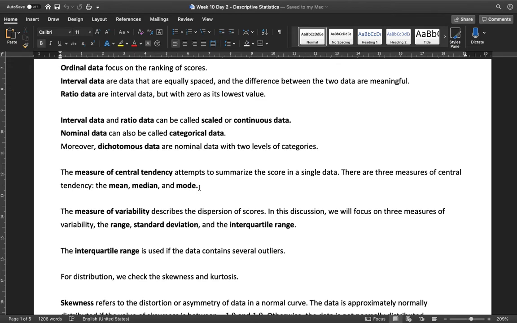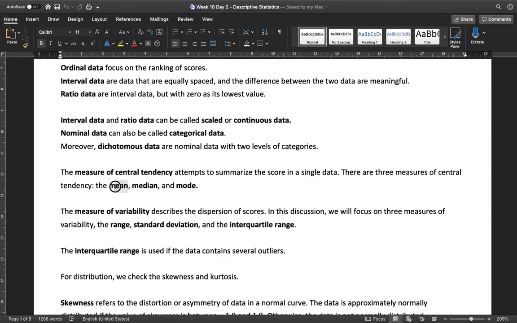Pag sinabi nating measure of central tendency in a particular data, a given set of data, you try to summarize yung data na yun. For example, yung grades nyo in a class. 40 kayo sa isang klase, di ba? Tapos isa-summarize nyo yun. Paano natin ma-summarize yun? Gagamit tayo ng measure of central tendency. Kasi di ba pag 40, ang dami nila, di ba? So, pag gusto mo isang number lang to summarize the scores of everyone, we use this.